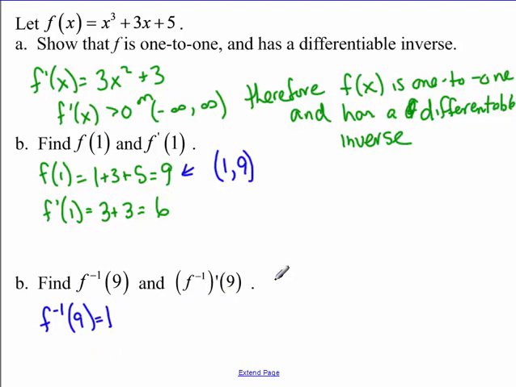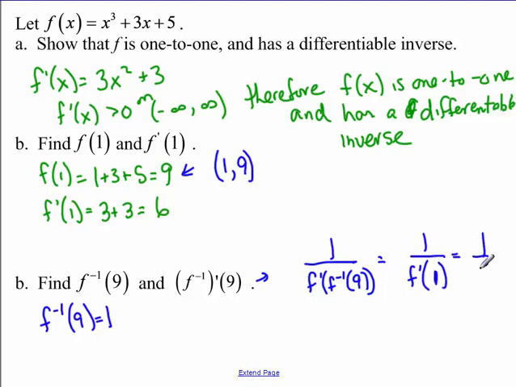Now here, my derivative of the inverse. Remember, derivative of the inverse: f inverse of 9 is 1, so I'm doing 1 over the derivative at 1, so that's 1/6.